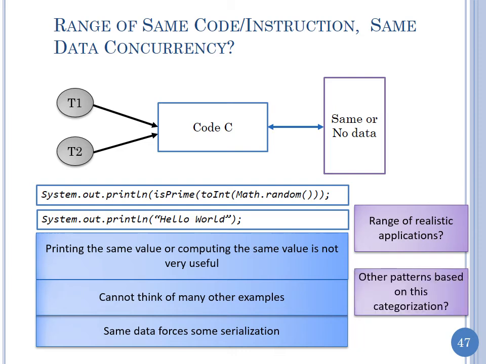Okay, so given the names, given how I've categorized this problem, same code, same data, can you use this nomenclature to come up with other categories? Okay, so what other categories does this kind of naming suggest? And so then we'll get maybe a nice taxonomy.